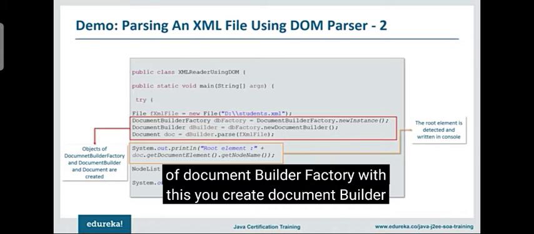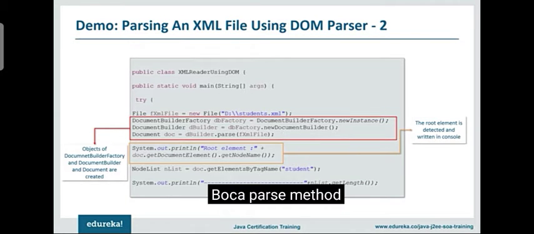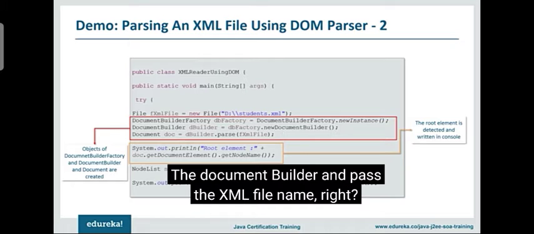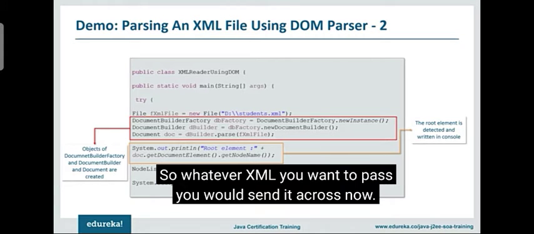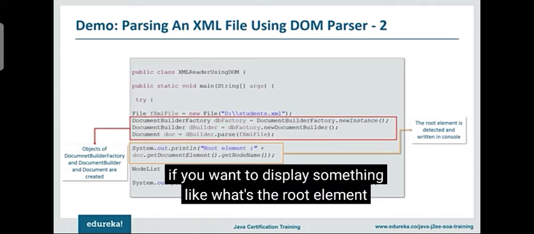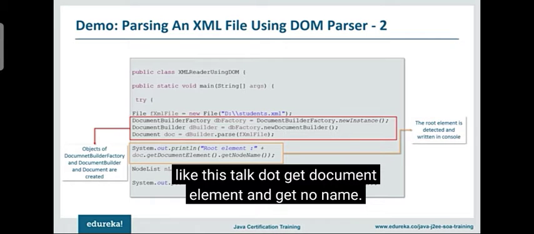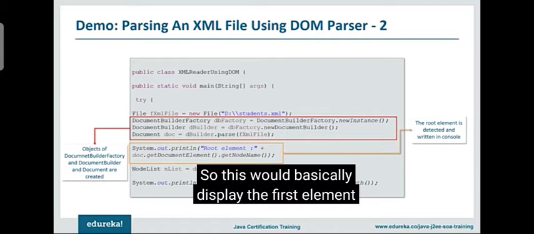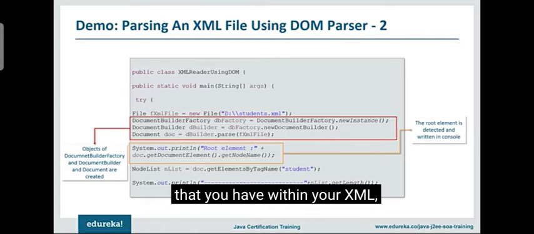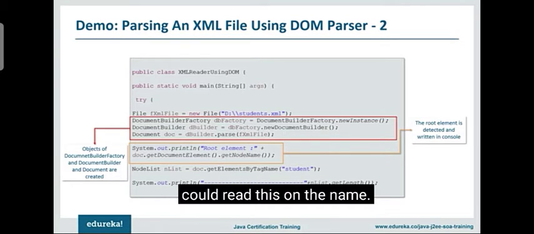With this, you create document builder. And once you have the document builder, you invoke the parse method on the document builder and pass the XML file name. All right, so whatever XML you want to parse, you would send it across. Now, once you have this parsed, if you want to display something like what's the root element within your XML, you could do something like this: doc.getDocumentElement and getNodeName. So this would basically display the first element that you have within your XML, which is nothing but the root element, right?